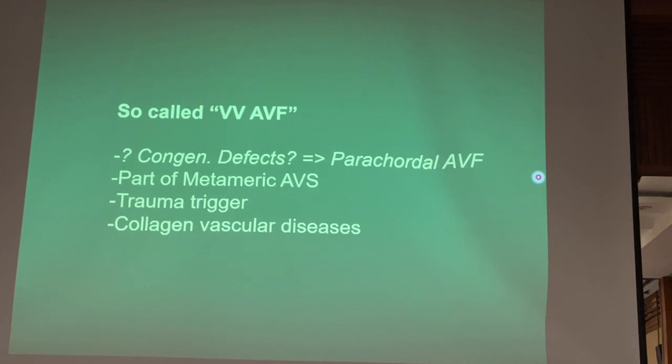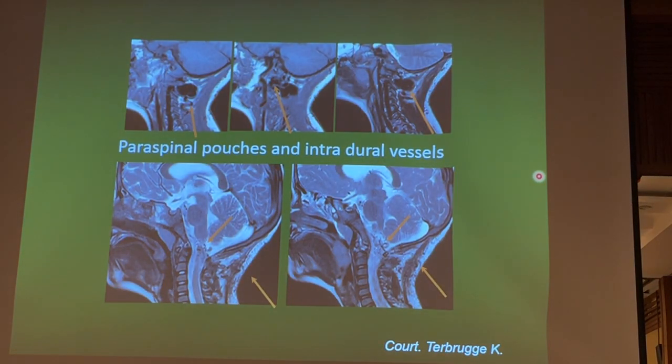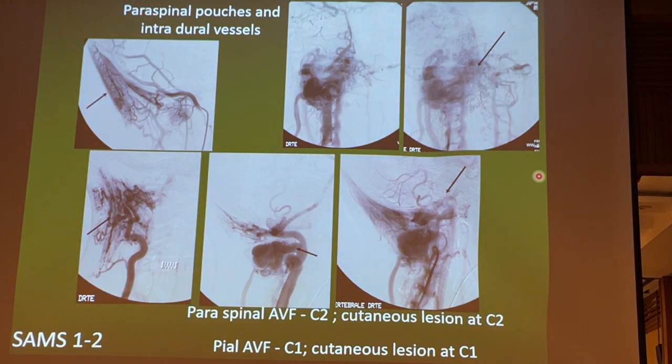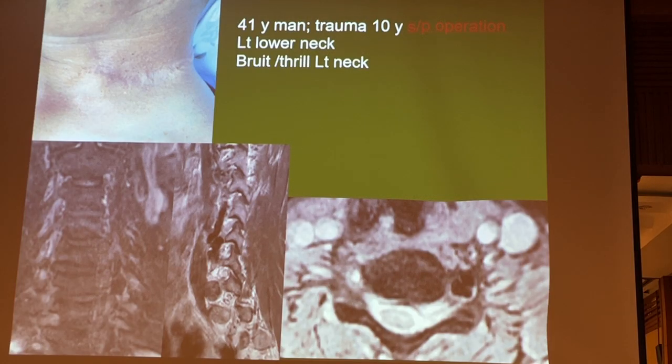And it could be part of metabolic alterations. It could have a trauma trigger. It can have collagen vascular disease. Nice case from Carl that showed these paraspinal pouches and intradural venous vessels, which could be related to this cutaneous malformation in the same metameric levels, and this could be related to spinal arteriovenous metameric syndrome 1, 2. Sometimes you have the 2 levels compared to each other.